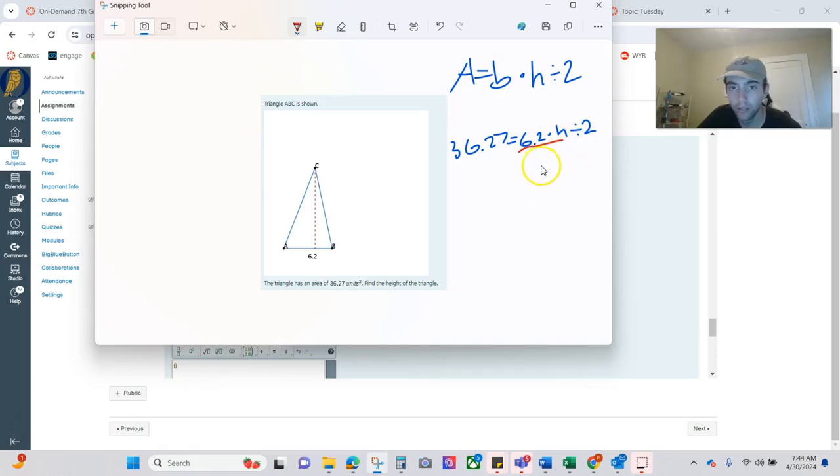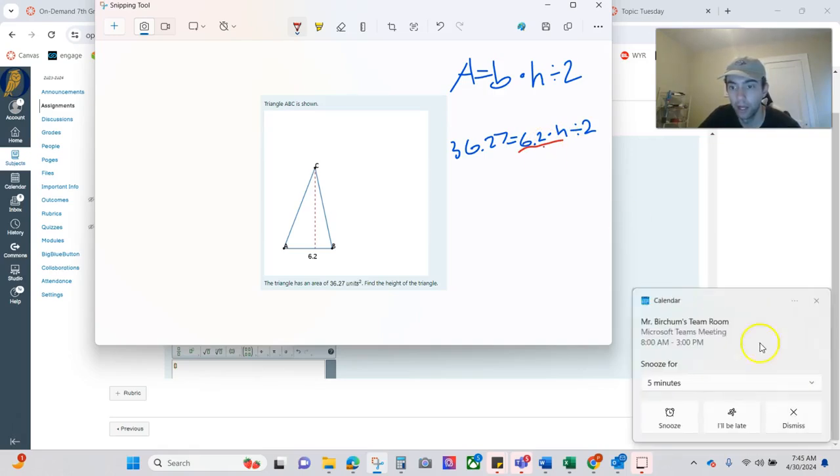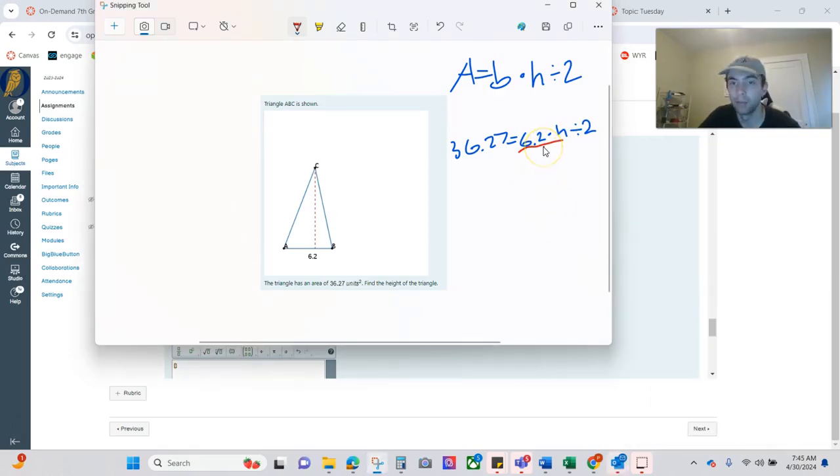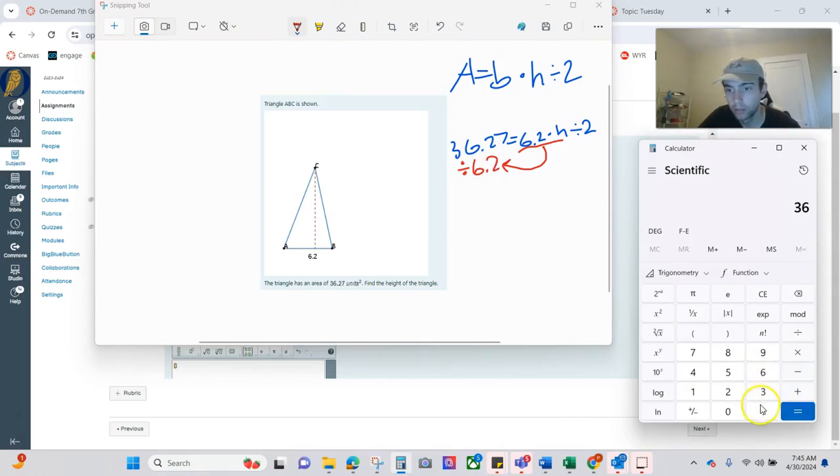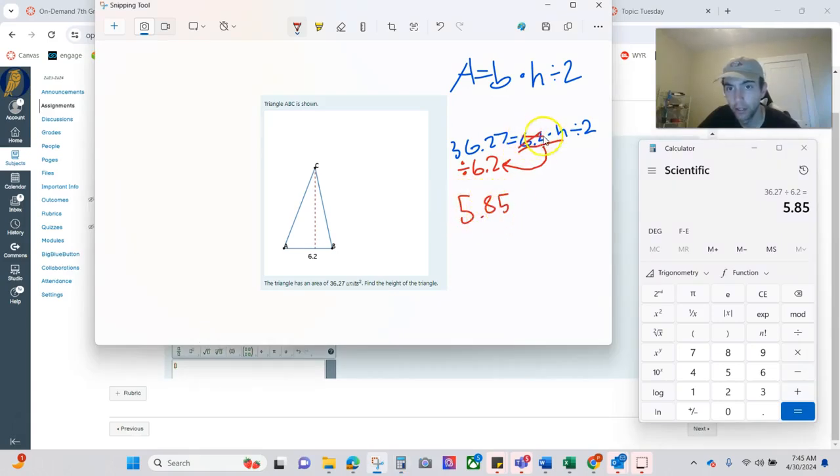First, let's get rid of the times by 6.2 and do opposite math. To do this opposite math strategy, I do the opposite math to the opposite side of the equal sign. So instead of timesing by 6.2, I can do the opposite operation, divide by 6.2. What is 36.27 divided by 6.2? 5.85. So now that is gone.